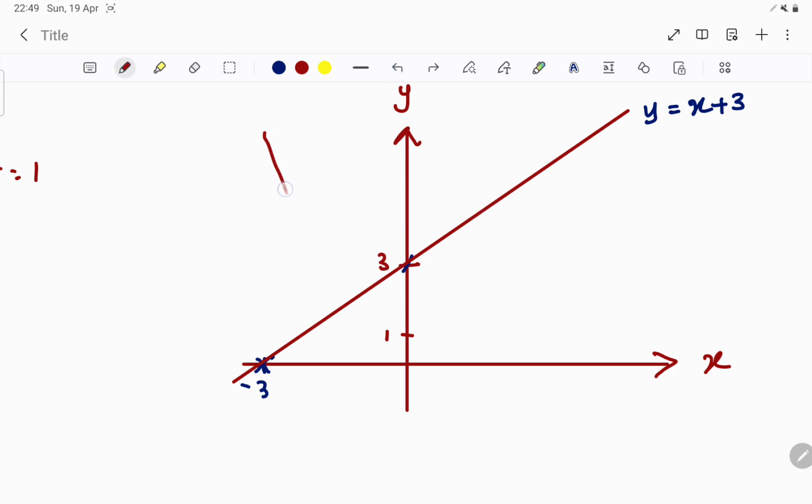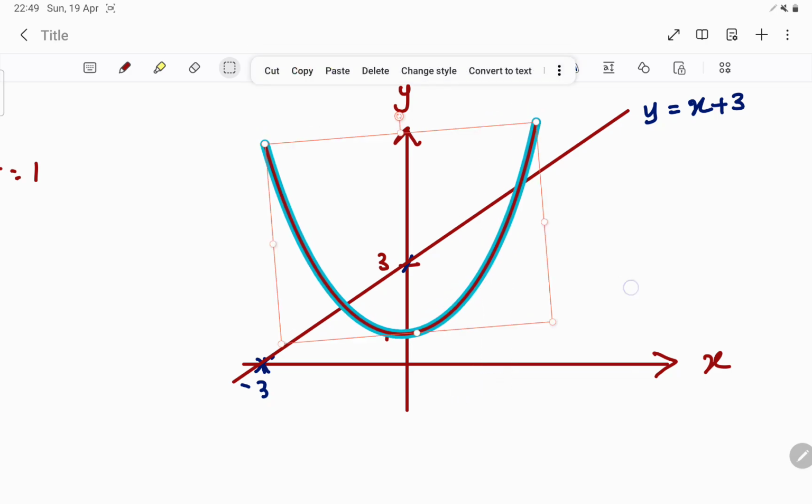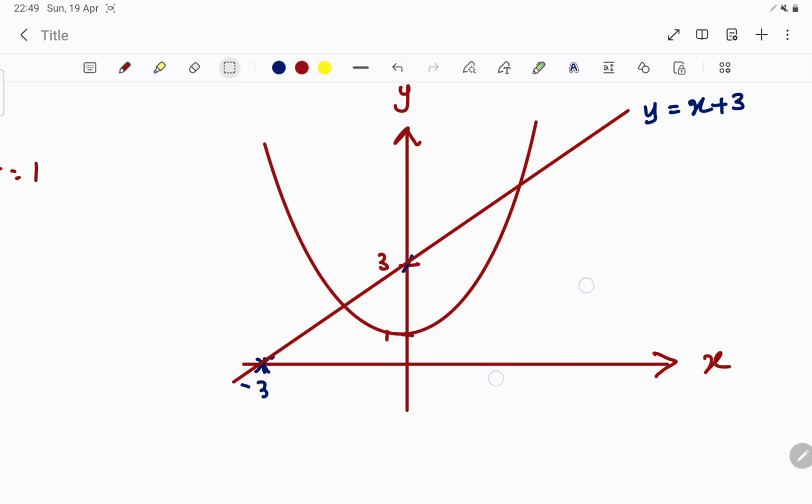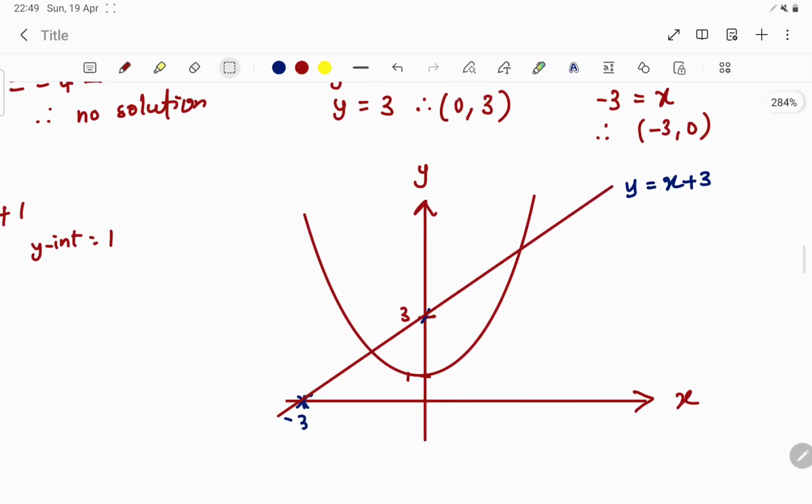You draw this. Okay, this one, you draw properly, bring down a bit. Like that. Okay, so from here, we know that this is y equal to x squared plus 1.